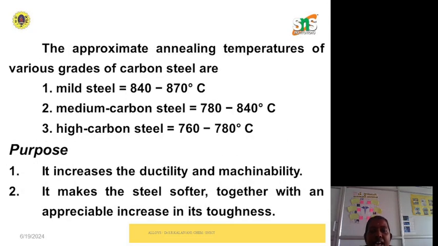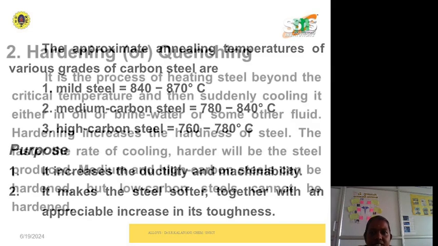The approximate annealing temperatures of various grades: mild steel 840 to 870 degrees Celsius, medium carbon steel 780 to 840 degrees Celsius, high carbon steel 760 to 780 degrees Celsius. The purpose of annealing is that it increases ductility and machinability. It makes the steel softer together with an appreciable increase in its toughness.